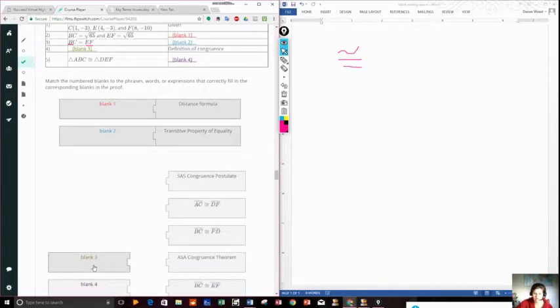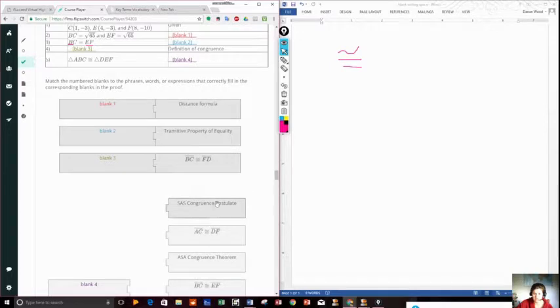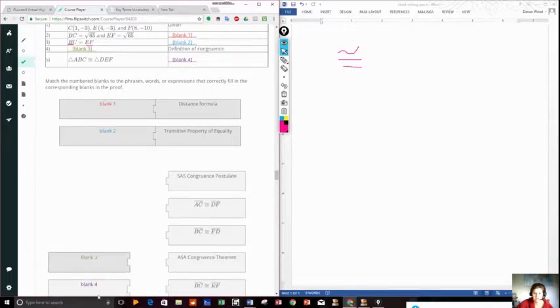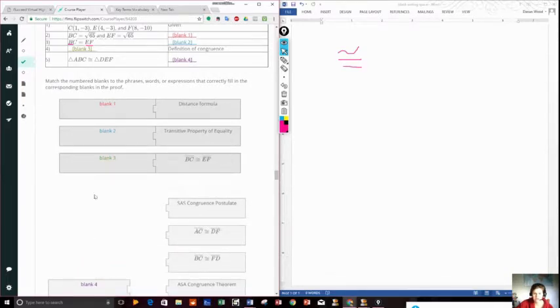Okay, so say for example I did click on BC is congruent to FD and then I realized, wait, that says FD, not EF. How do I undo that? You click on it and it sends the blank back. So then you would re-click on your blank that you want. BC is congruent to EF.